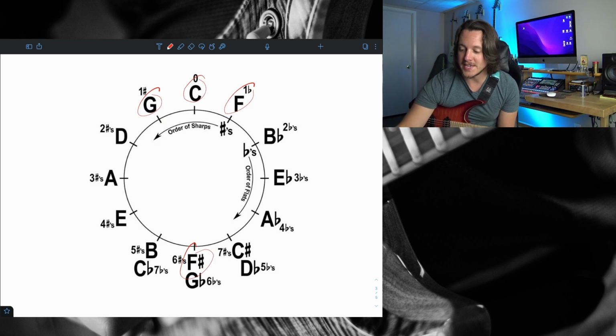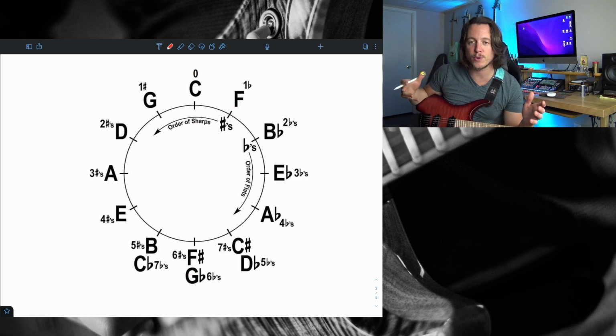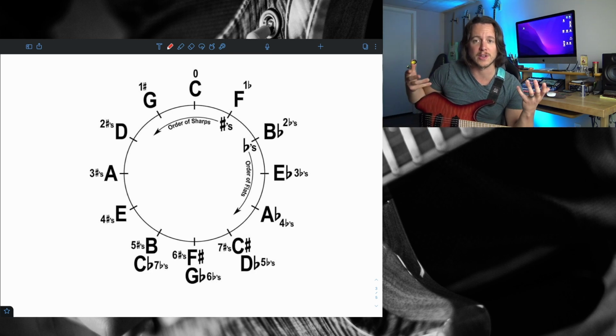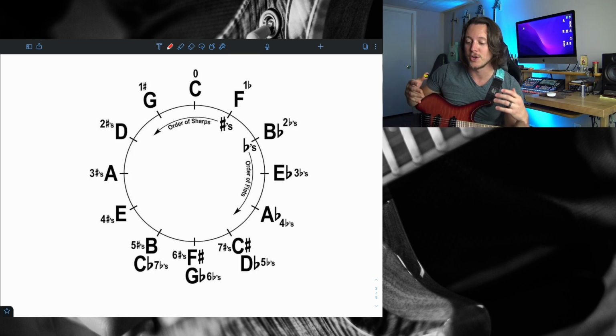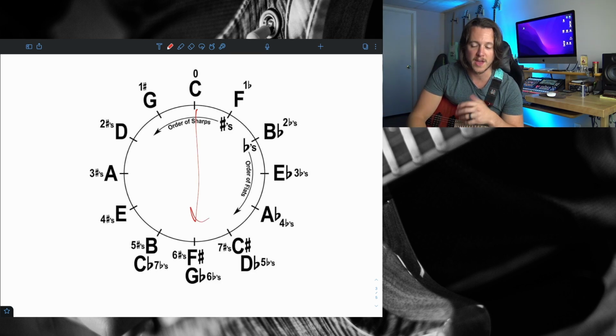F sharp is the furthest away we can get tonally from the key of C. And notice it is on the exact opposite side of our circle of fourths there. If you're a composer and you want to bring your composition into a very different key to freshen your listeners' ears up, going to the key of the tritone, directly on the opposite side, is a good trick for that.